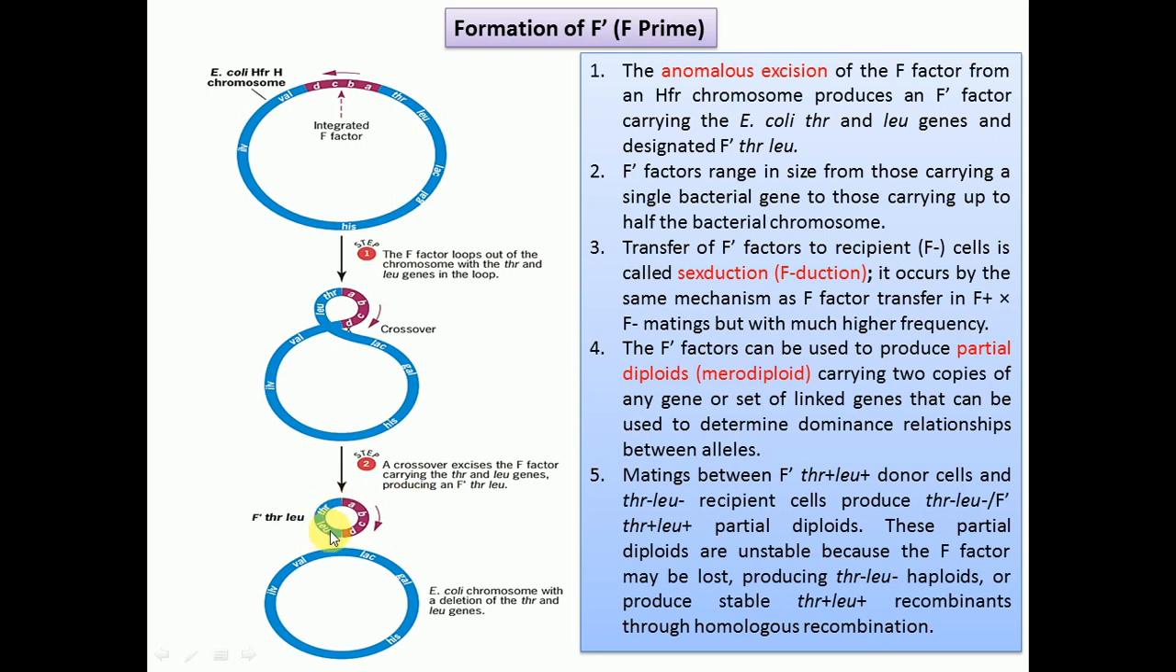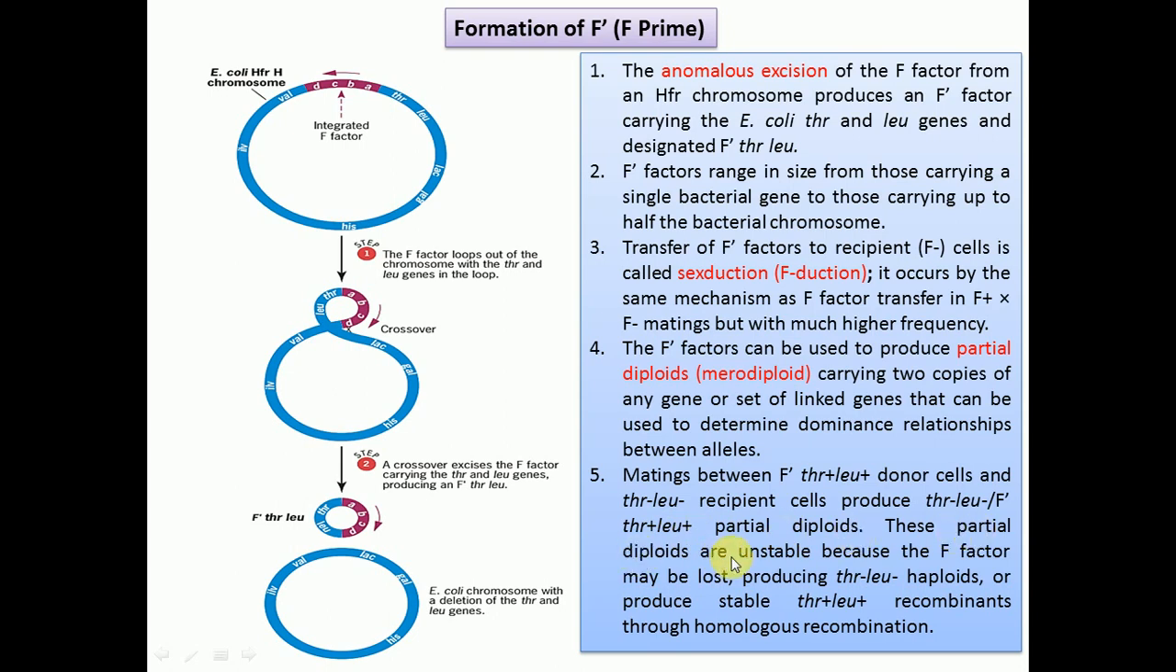The F prime factor can be used to produce the partial diploid state or mero-diploid state, because suppose this contains the leucine and threonine genes, and in the recipient cell, if it also contains the threonine or leucine gene in the wild type form or mutant form, it will come in a mero-diploid or partial diploid state. Mating between the F prime threonine leucine donor cell and a recipient that is threonine minus and leucine minus, that is, nutritionally mutant for these two genes, produces the threonine minus leucine minus, F prime threonine plus leucine plus partial diploid state.